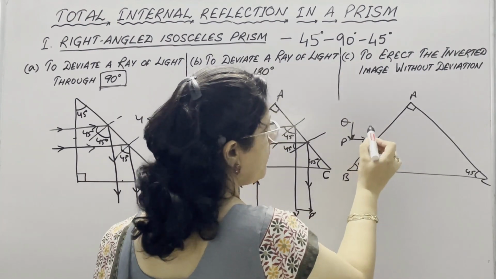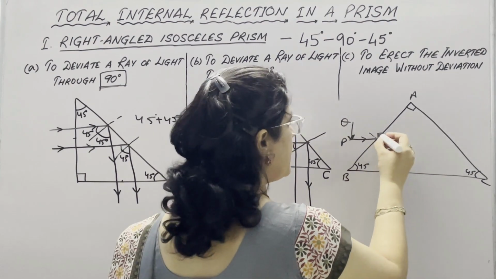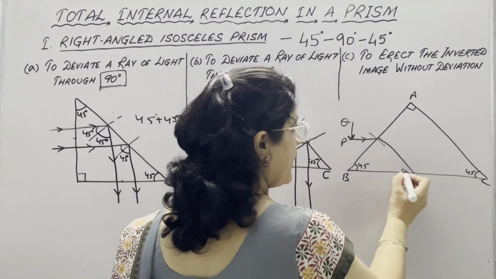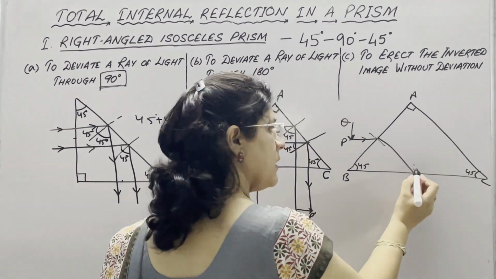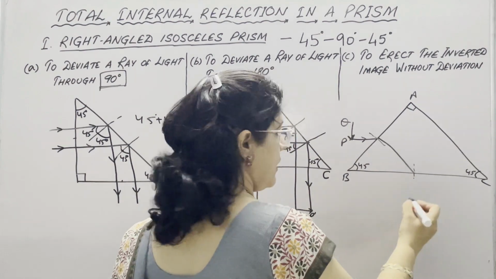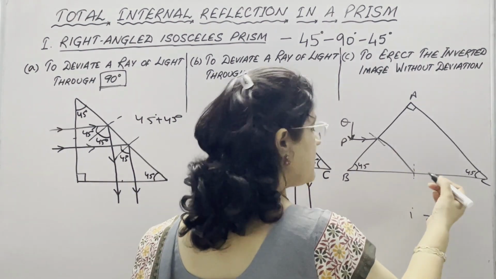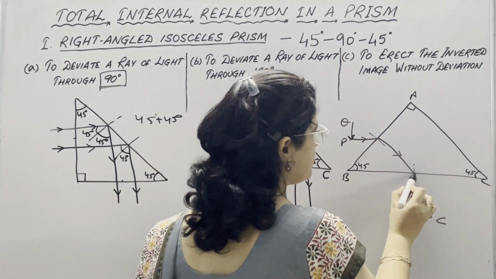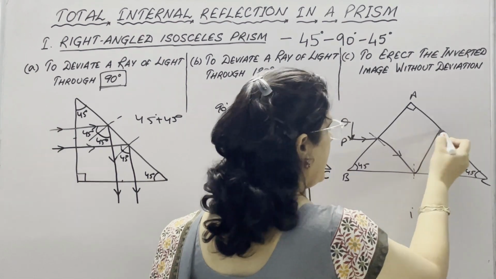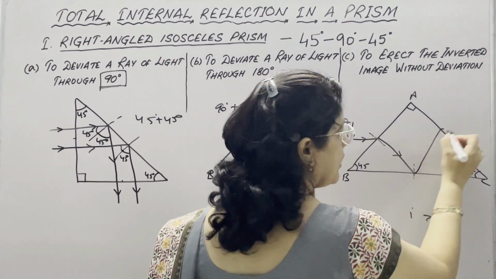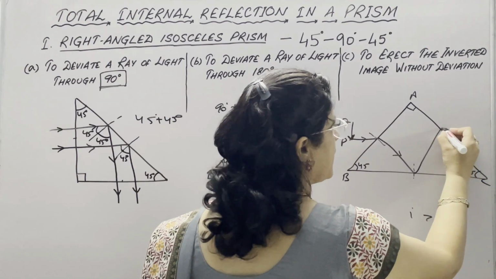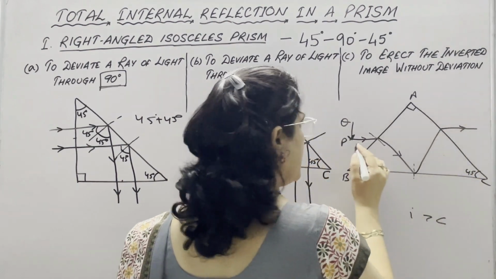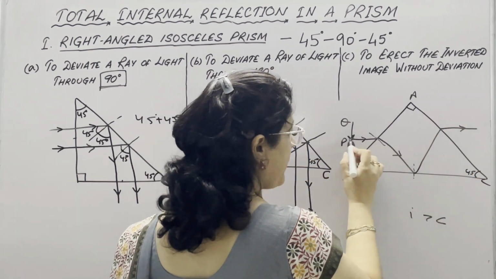Now this ray is entering from rarer medium air to denser medium glass. It is bending towards the normal, and when it strikes the base, it makes an angle of 45 degree. It means angle of incidence is greater than critical angle. It means TIR again happens. So when TIR happens, it goes inside the prism, and now it comes out because it is again entering from denser medium to rarer medium. It is coming and becoming parallel to this ray BC. Here this ray is parallel to BC.